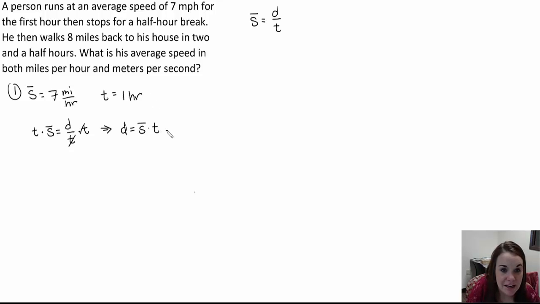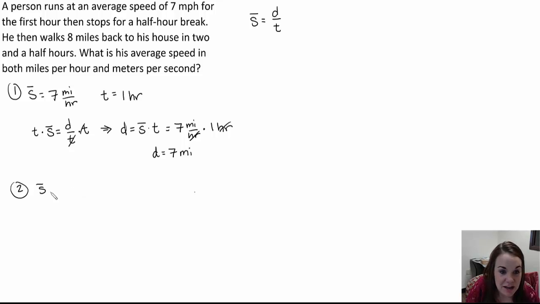So when I plug this in, I will have 7 miles per hour times the 1 hour time. And when I do that, the hours here cancel. So I have a distance of 7 miles. And that makes sense, that if he's running at 7 miles per hour for a full hour, that he travels 7 miles. All right, so now for chunk number 2, this is when he stops for his half-hour break.